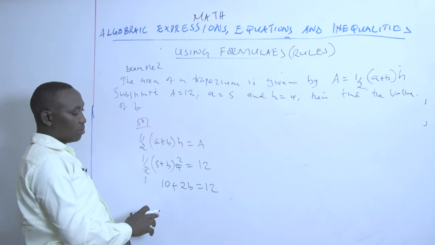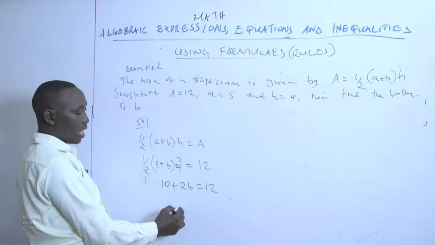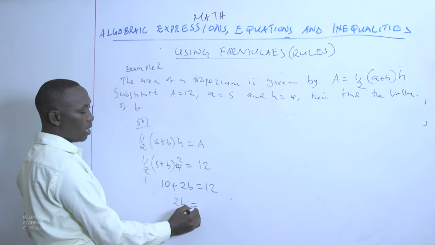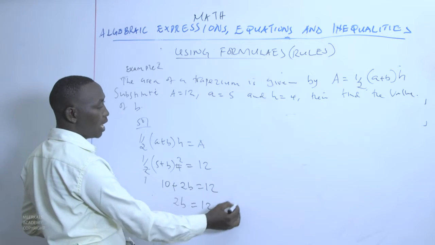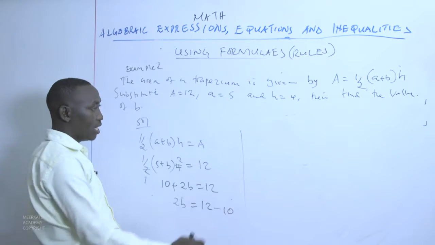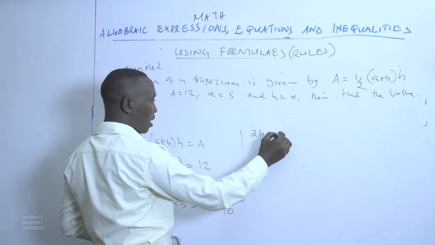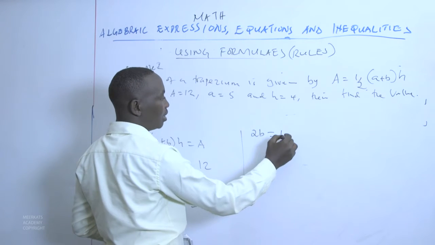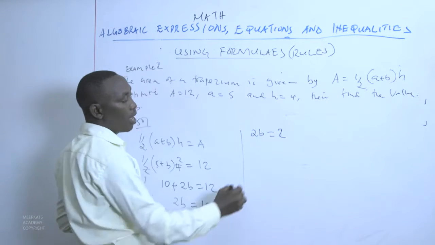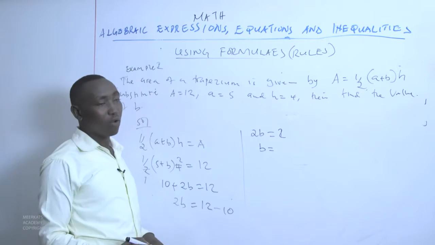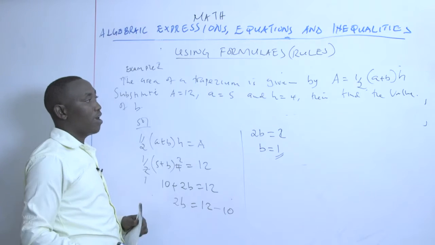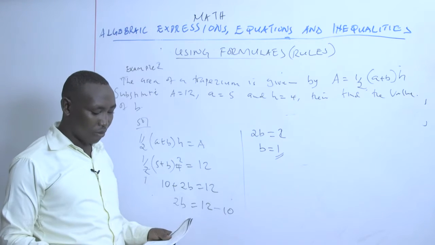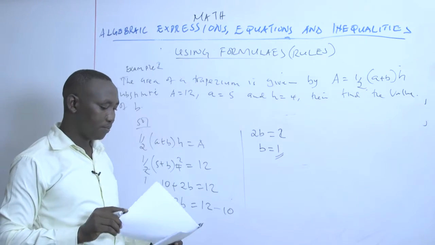Then we group the like terms together. That means we take 10 to the other side. So we'll remain with 2B is equal to 12. When 10 crosses the equal sign, it becomes minus. Therefore, we're going to have minus 10. So we'll have 2B is equal to 12 minus 10, which is 2. Therefore, for us to get the value of B, we must divide both sides by 2, which will give us 1. Therefore, the value of B in that particular formula is 1.